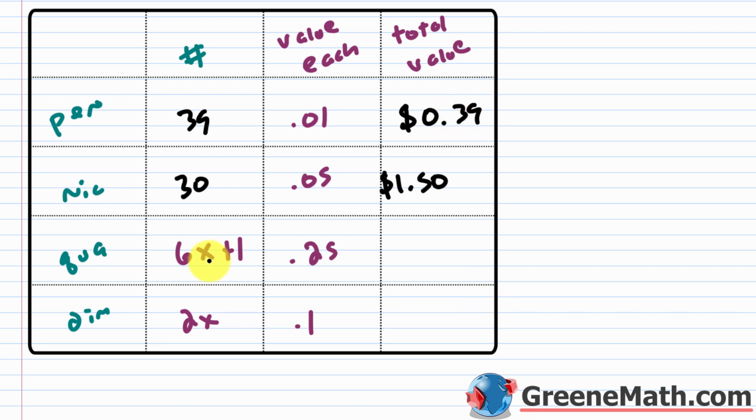And then for this one, if I plug in a 30, 6 times 30 is going to be 180. Then plus 1 is 181. So this is 181. So if I multiply 181 times 0.25, I'm going to get 45.25. So $45.25. And then lastly, 2 times 30 is 60. And then 60 times 0.1 is going to be 6, or in this case, $6. So if we sum these amounts, 39 cents plus $1.50 would be $1.89. And then if I add $45.25, I get $47.14. Then if I add $6, I get my $53.14 that I was looking for.